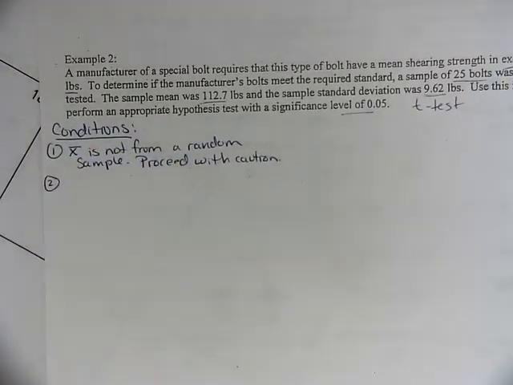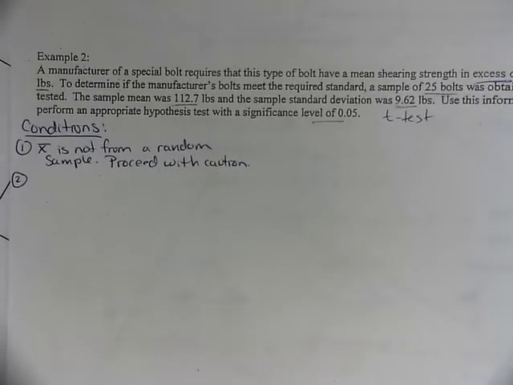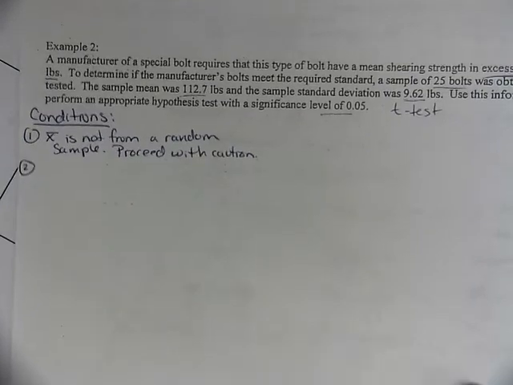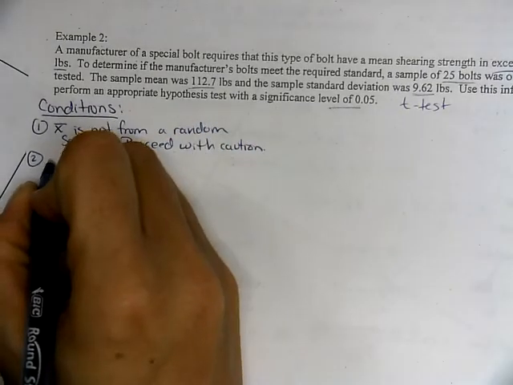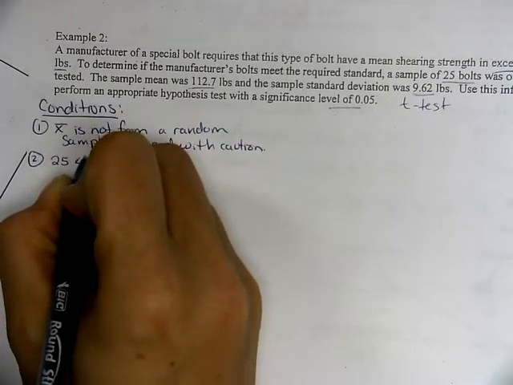Is n greater than 30? No. And it's not from a normal distribution, and we don't have the data. So again, proceed with caution. 25 is less than 30.